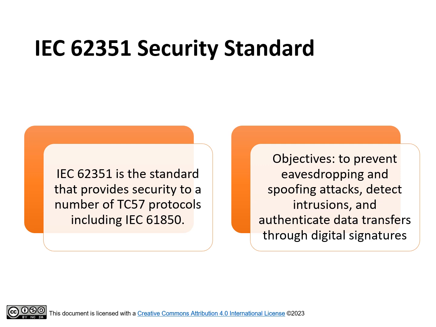In order to protect TCP/IP-based protocols utilized in power systems, including IEC 61850, Modbus, DNP3, and other protocols, TC57 developed the IEC 62351 security standard to define the security measures and guidelines. The objective of the IEC 62351 is to prevent eavesdropping and spoofing attacks, detect intrusions, and authenticate data transfers through digital signatures.